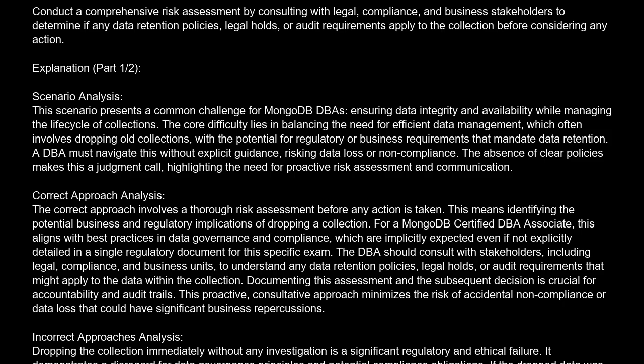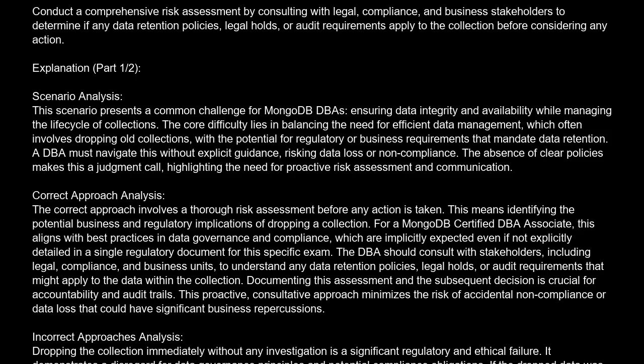Correct approach analysis. The correct approach involves a thorough risk assessment before any action is taken. This means identifying the potential business and regulatory implications of dropping a collection. For a MongoDB certified DBA associate, this aligns with best practices in data governance and compliance, which are implicitly expected even if not explicitly detailed in a single regulatory document for this specific exam.